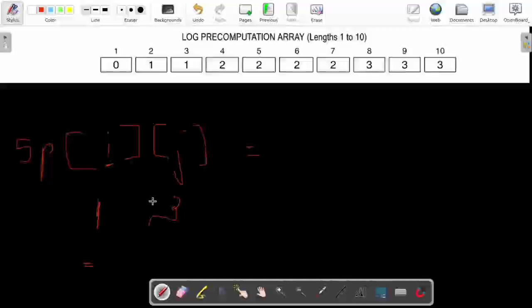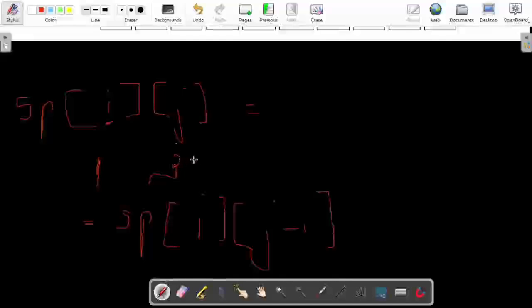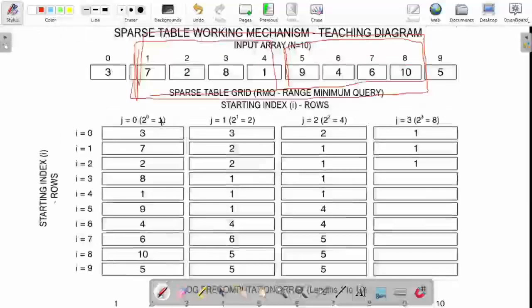See here, what we can simply do, we need to consider SP of i, j minus 1 first. What does this term denote? This term denotes a segment starting from index i having a length of 2 to the power j minus 1. That is, in this case, 2 to the power 3 minus 1, that is 2 to the power 2, which is 4. So we will consider a segment of length 4 starting from index 1. That is 1, 2, 3, 4. But we need one more segment of length 4.